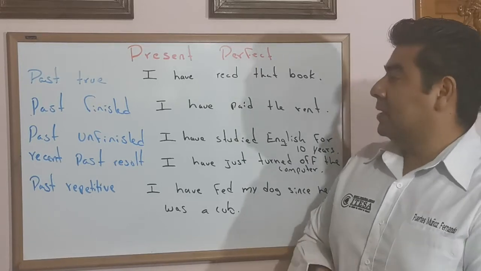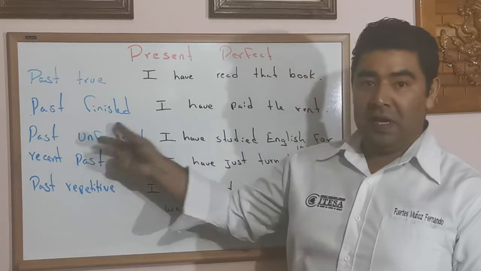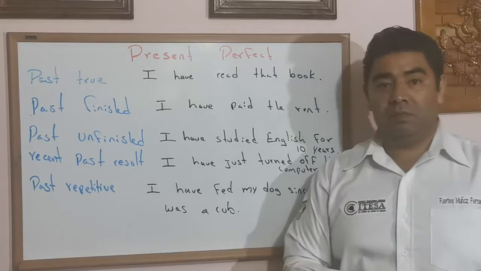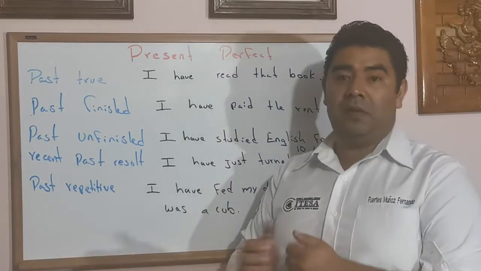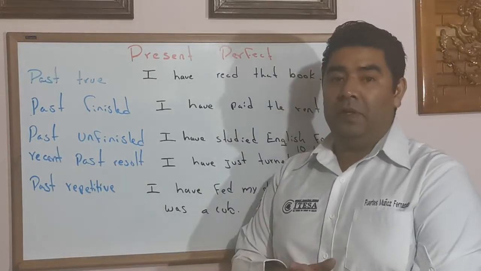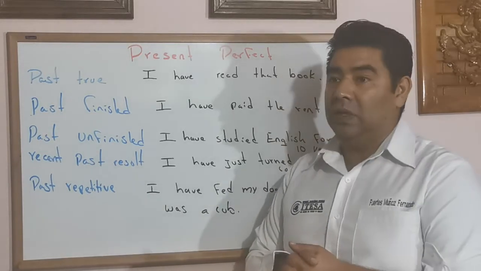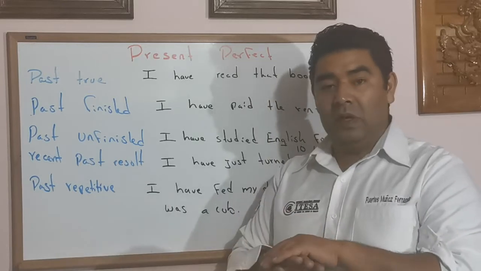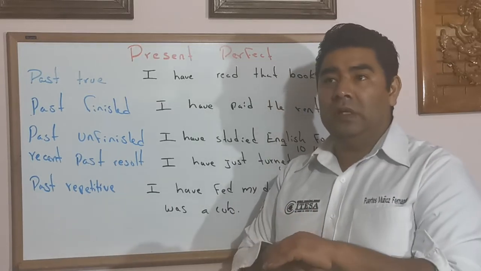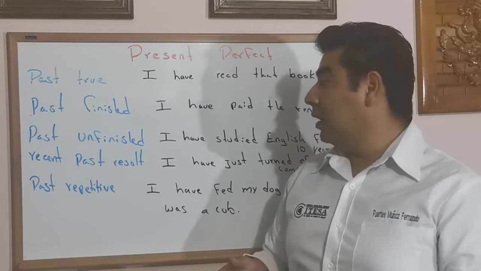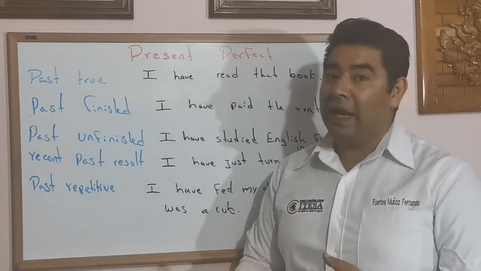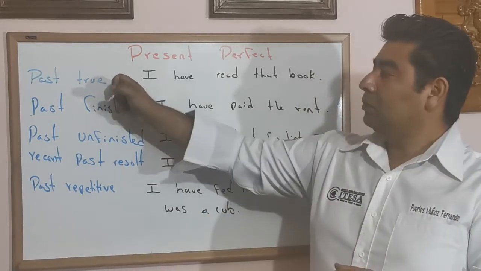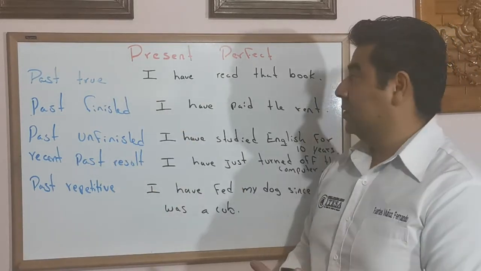Okay, next, a past finished action or event. I have paid the rent. Just like that. I just paid the rent. I have paid the rent. That means that you did it, that the rent is paid, the rent is covered, okay? And you don't have to pay it again because you already paid for it.